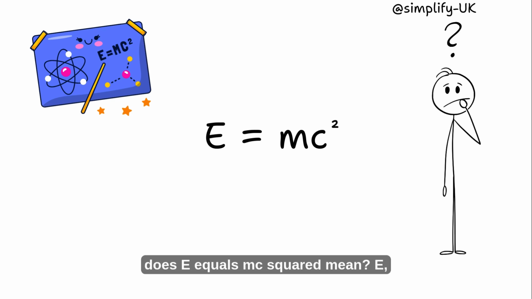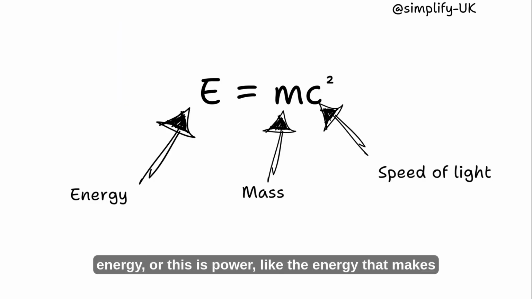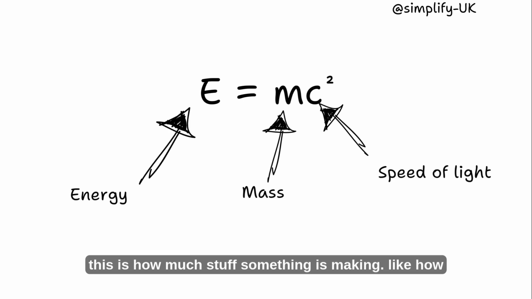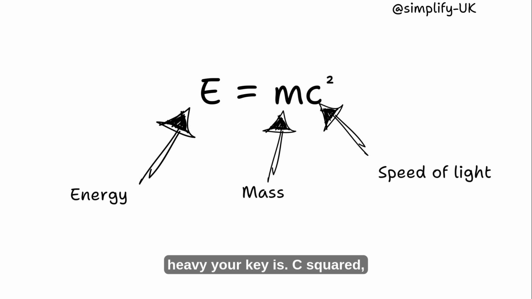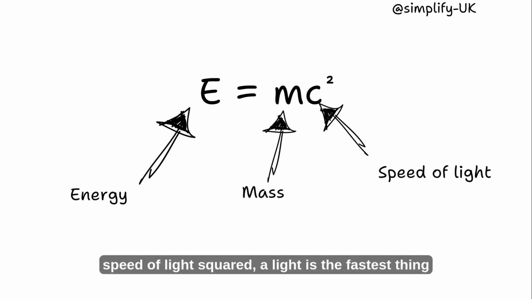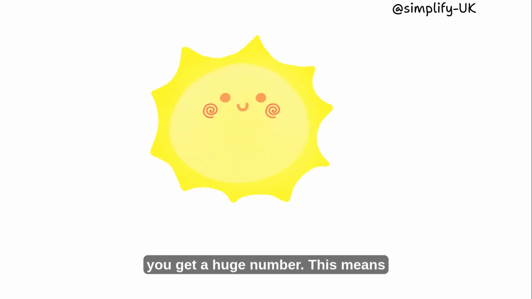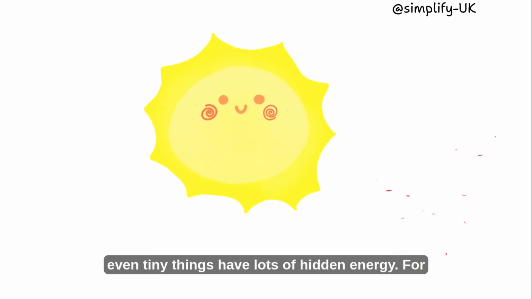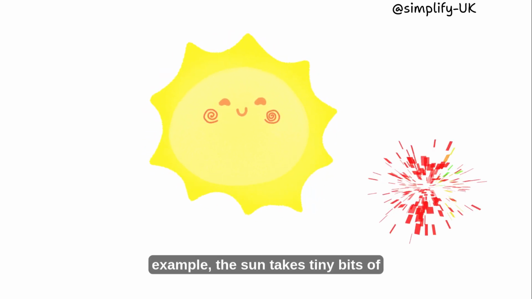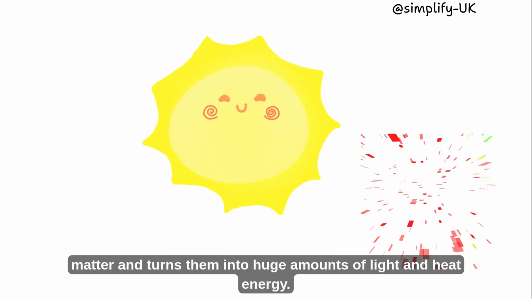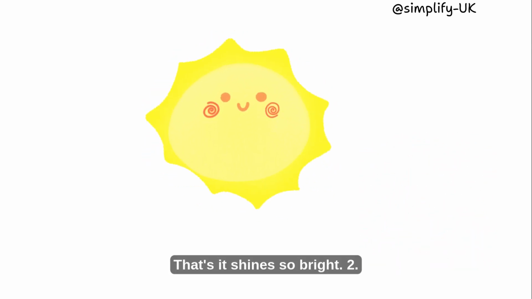What does E equals mc squared mean? E, energy, this is power, like the energy that makes lights turn on. M, mass, this is how much stuff something is made of, like how heavy your key is. C squared, speed of light squared, light is the fastest thing ever. When you multiply it by itself, you get a huge number. This means even tiny things have lots of hidden energy. For example, the sun takes tiny bits of matter and turns them into huge amounts of light and heat energy. That's why it shines so bright.